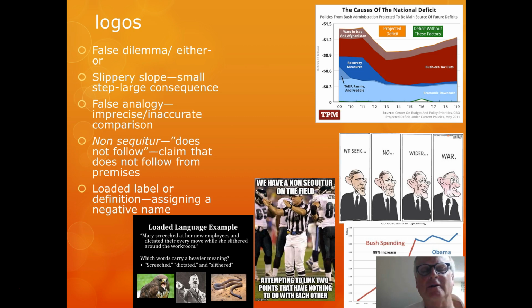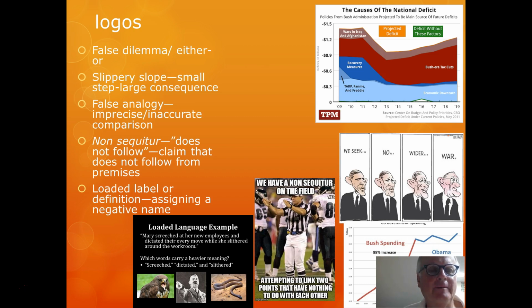False analogy. We talked a little bit about this, and we talked about resemblance arguments. I've had students argue that what's going on with gun control in the United States is just like what happened with the Nazis in World War II, and that, of course, is not true at all. It's a very inaccurate comparison.